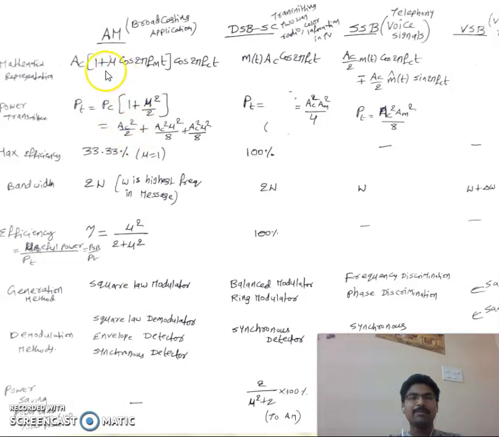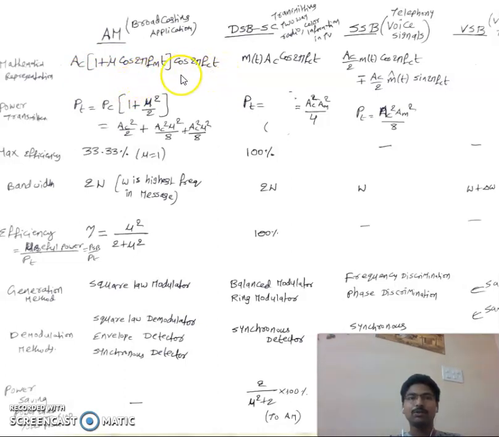And the next term is Ac into mu cos 2 pi fmt cos 2 pi fct. Ac mu cos 2 pi fmt cos 2 pi fct we can write as Ac mu by 2 into 2 cos 2 pi fmt cos 2 pi fct. So 2 cos A cos B you can write as Ac into mu by 2 into cos of (A plus B) plus cos of (A minus B).